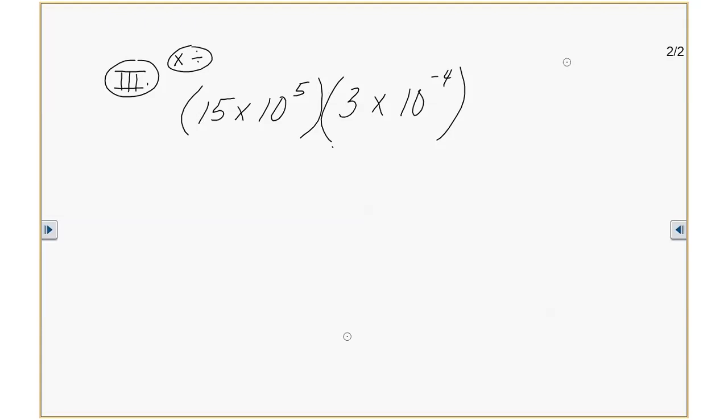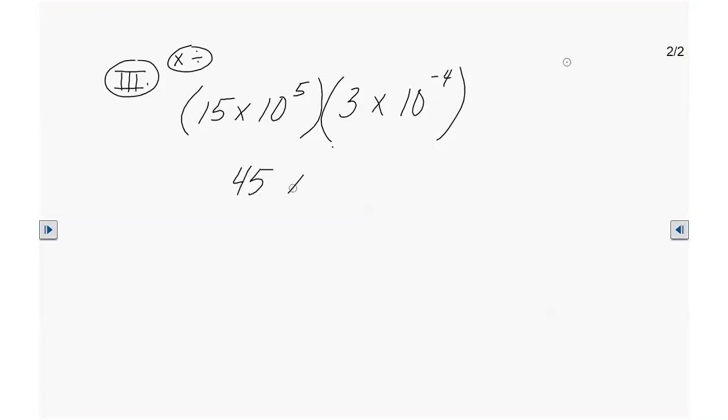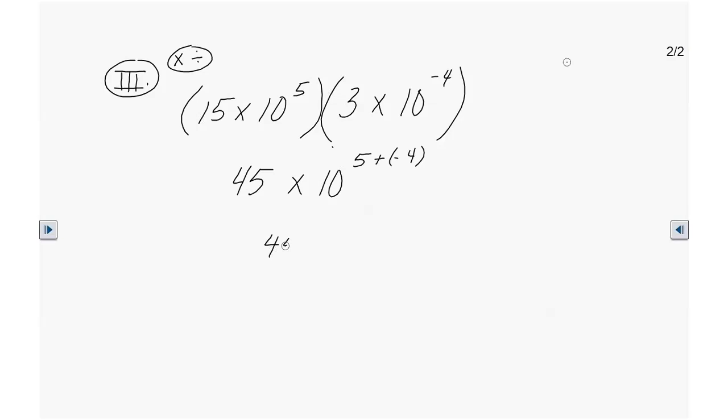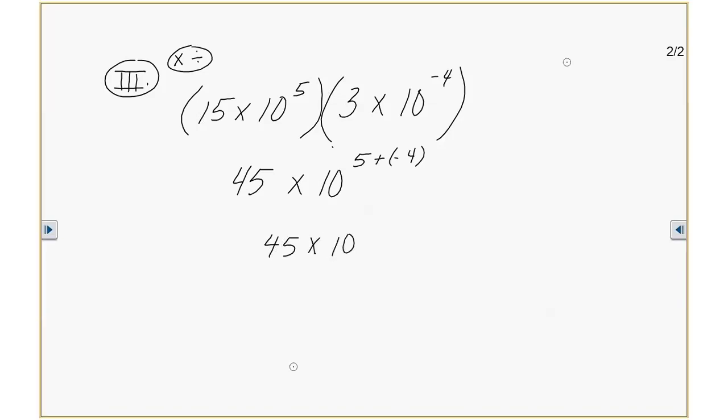Same base, 10. So you're going to add the exponents on the 10, and then you're going to multiply the 15 and 3. Now everybody in here can multiply 15 and 3 in their head. That's 45, right? And you go 45 times 10 to the 5 plus a -4. And that's 45 times 10 to the what? 5 minus 4 is 1. And then you say, hot dog, I'm done.